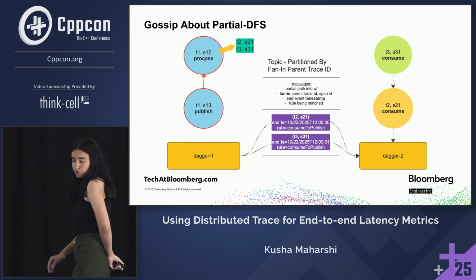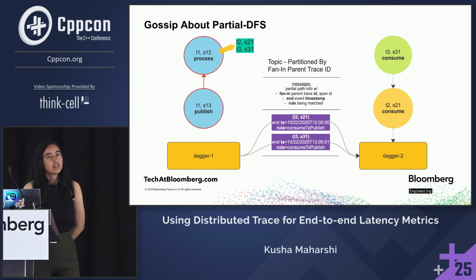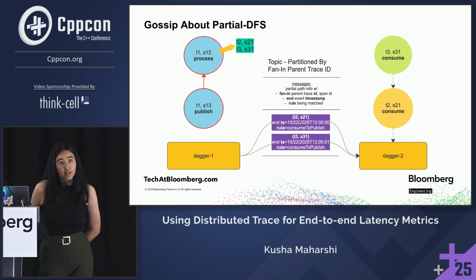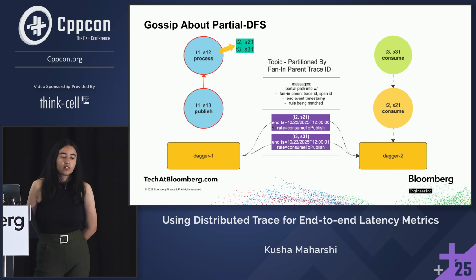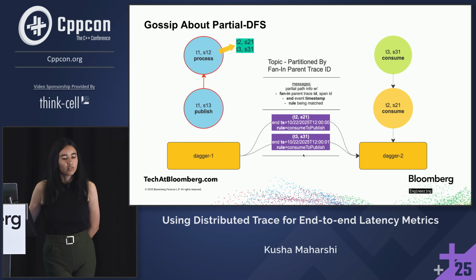I will tell Dagger 2 that, by the way, I started a DFS, but I couldn't find trace 2 and span 21. Do you have it? I mean, in this case, it knows that it has it. And it will say, I know that the ending time of my DFS was something something because it was able to extract that from publish. And then it will say what rule it is trying to match for, which is consume to publish. Similarly, it will do that for trace 3 right here.